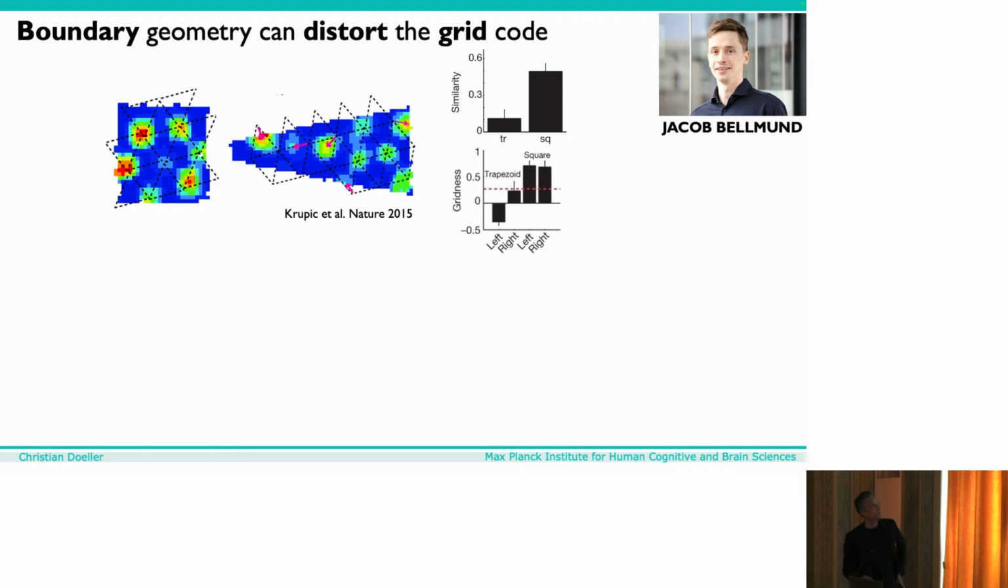And what they see here is that the grid code seems to break down in the trapezoid. When you look at the similarity of the firing patterns between, let's say, the two halves of a square, there's a high similarity, but between the two halves of this trapezoid, the correlation breaks down. When you look at gridness, that's a score quantifying the hexagonality of the firing pattern, that is also lower in the trapezoid. So something happens in this trapezoid to break down the regular structure of the grid cell code.